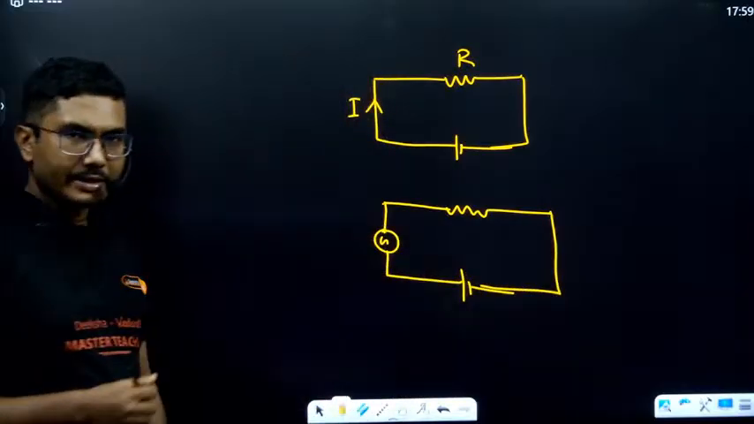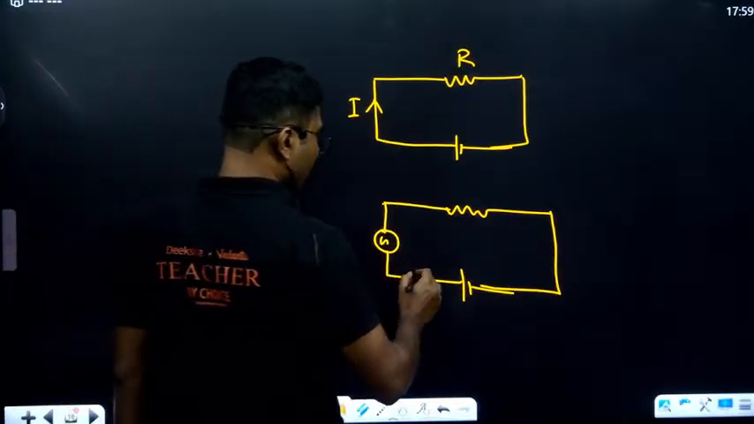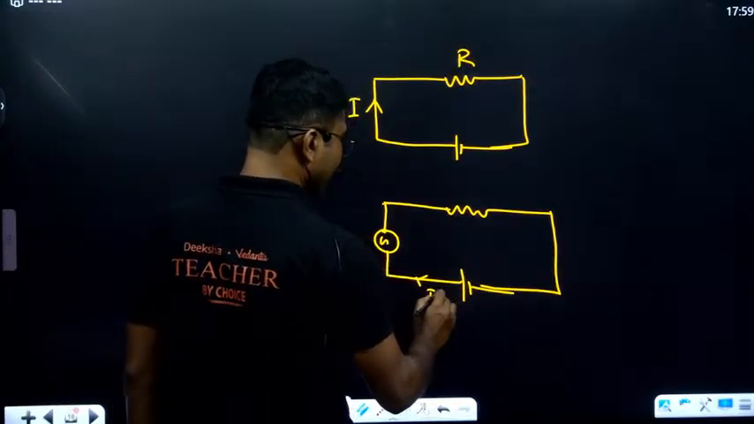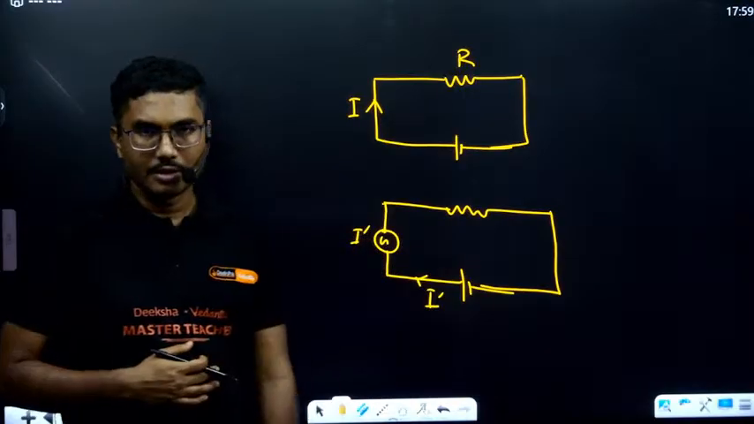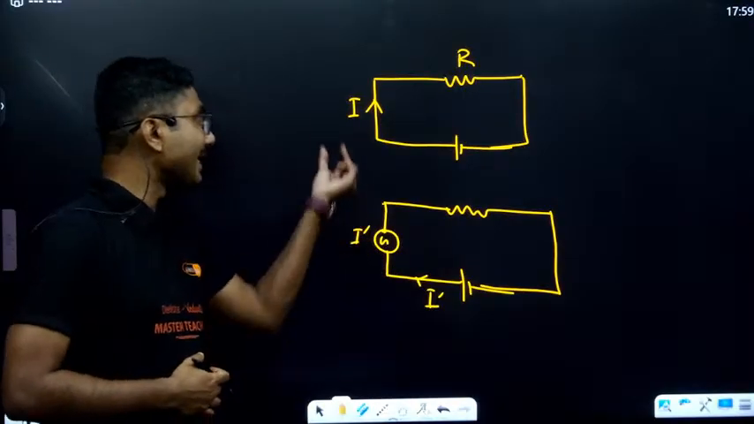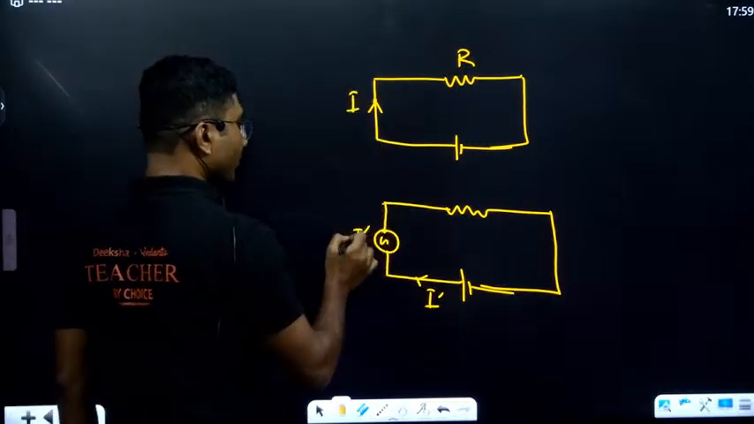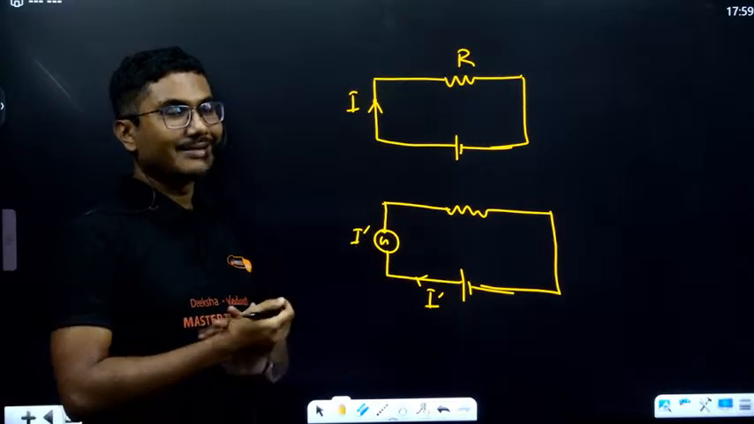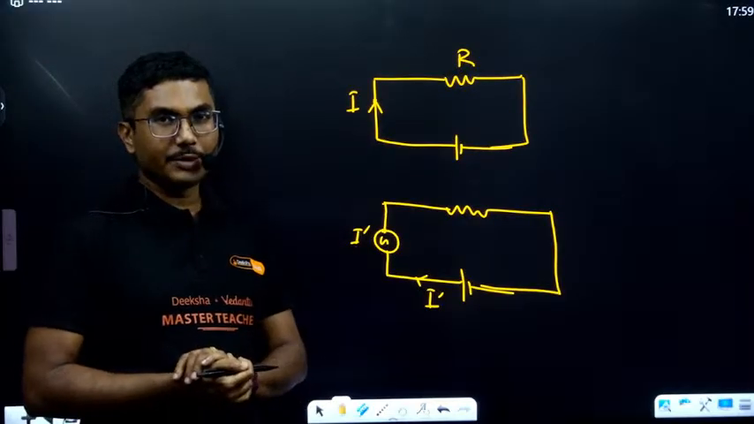In series, current remains the same. So I put a galvanometer in series. Now whatever current is flowing in this circuit, that current will be measured properly by the galvanometer. But will this current be the same as this current? Will this new current, whatever is flowing in this circuit after connecting the galvanometer, be the same as if there was no galvanometer?